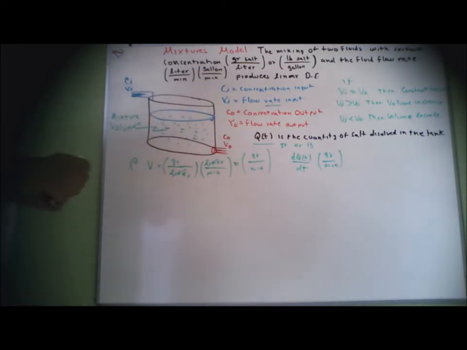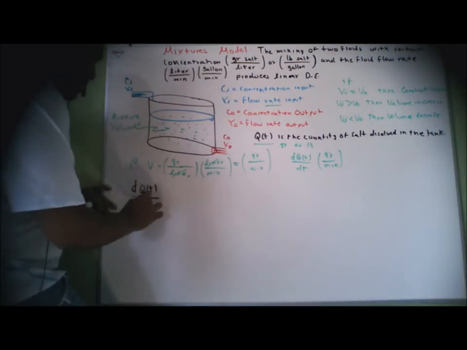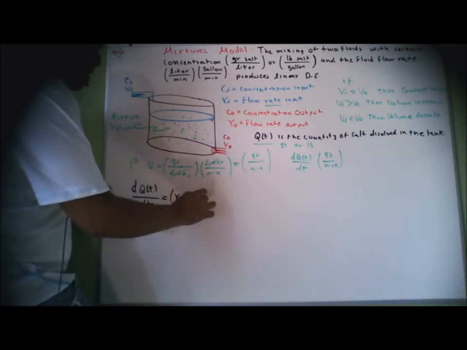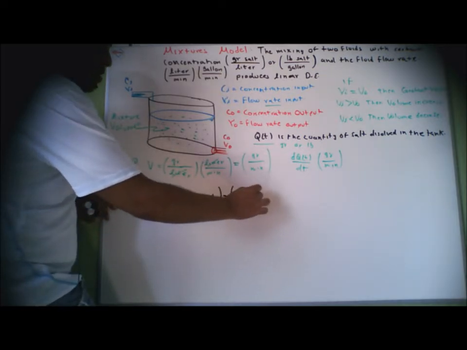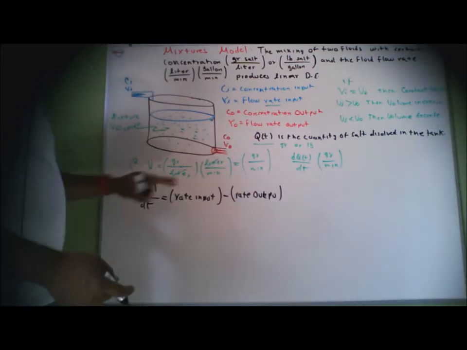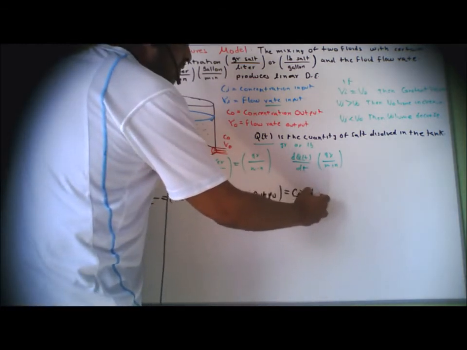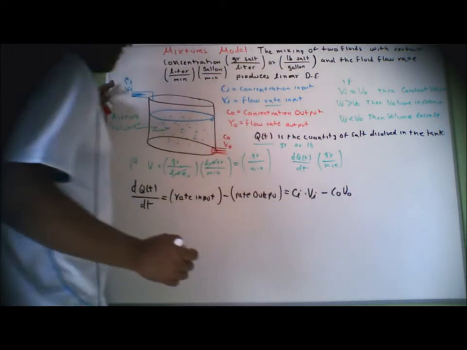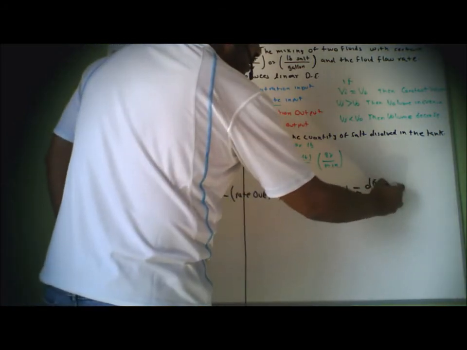Okay, so here the derivative of the quantity with respect to time is going to be equal to the rate input minus rate output. What is the rate input? The rate input is going to be the concentration input times flow rate input, minus the concentration output times flow rate output. So that is the derivative of Q(t) with respect to time.